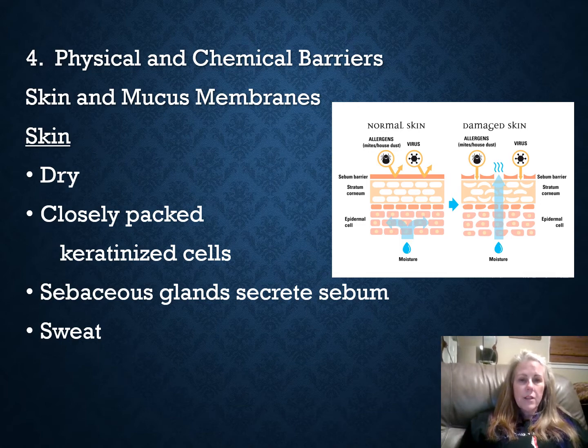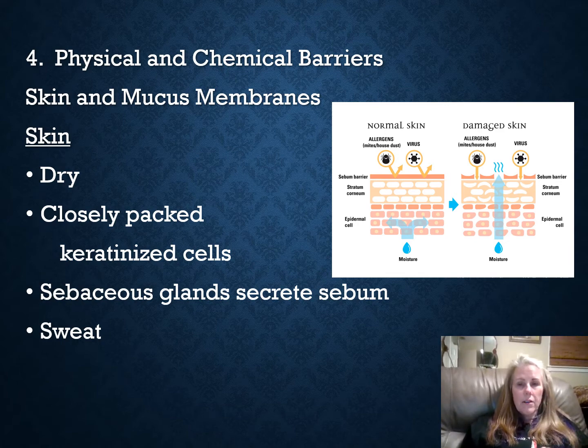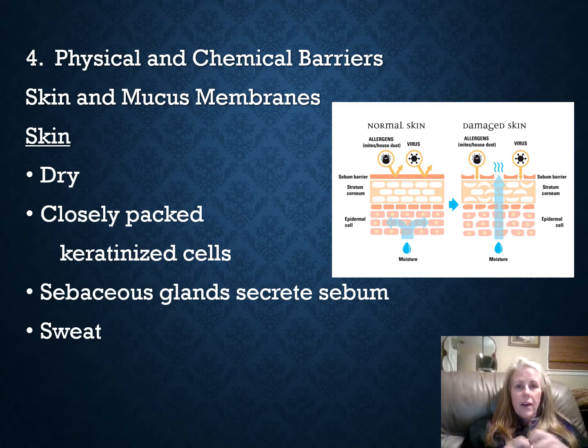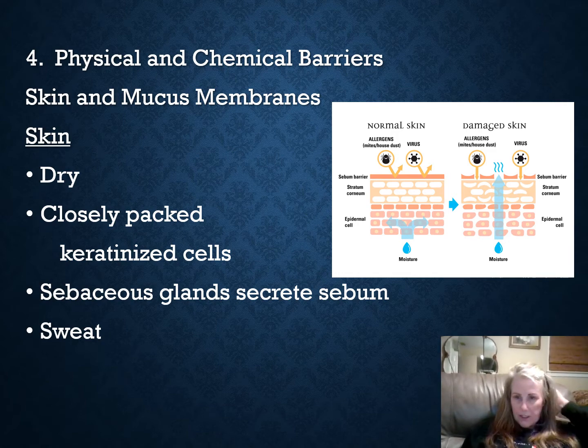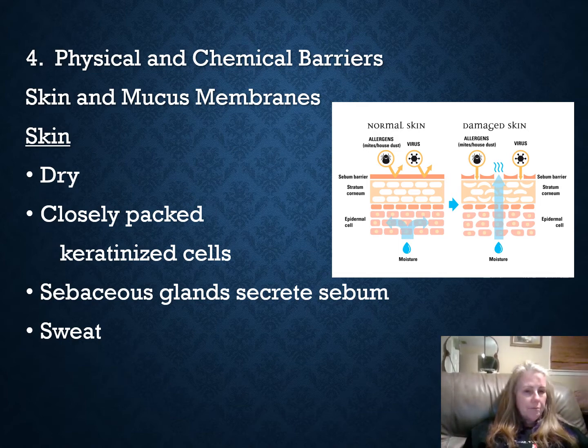All right, so our skin is also made up of closely packed keratinized cells. We've already talked about this as far as the integumentary system goes. We know that there are cells of the skin that are tied together with tight junctions. And so there's not a whole lot that gets between those cells. So it creates that physical barrier. The cells are keratinized, so it makes them able to withstand abrasion. It also builds upon that barrier.